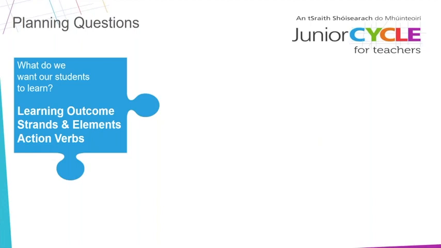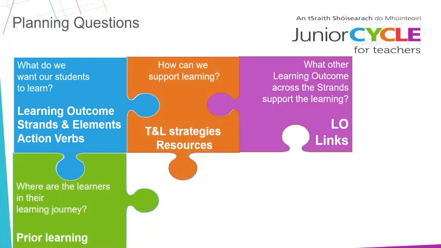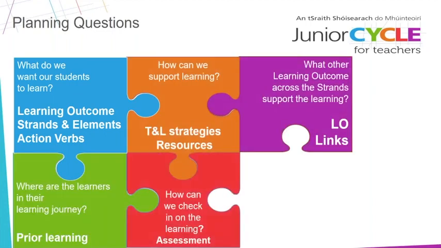In green, we have prior learning and where do we go next? So we can be thinking about what students know already and what learning outcomes we might want to move on to next. In orange, we've included teaching and learning strategies and resources we might already have in our school or might be readily available. And in red, we consider assessment. How might we check that the students have learned what we considered earlier in the blue pane? The purple shows us possible links to other learning outcomes from other strands.